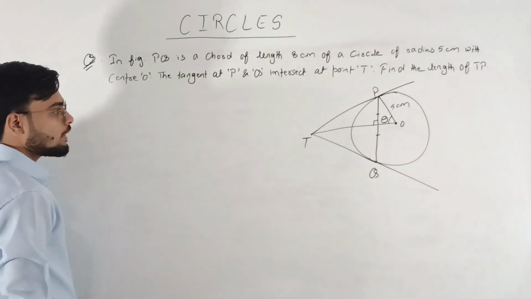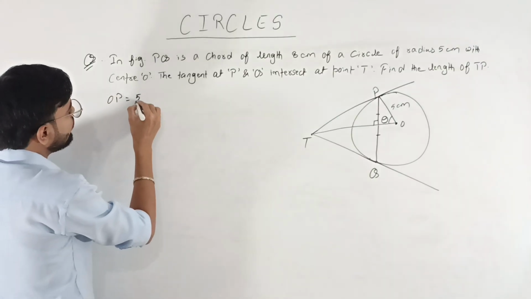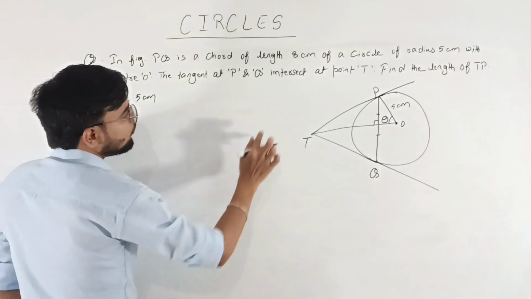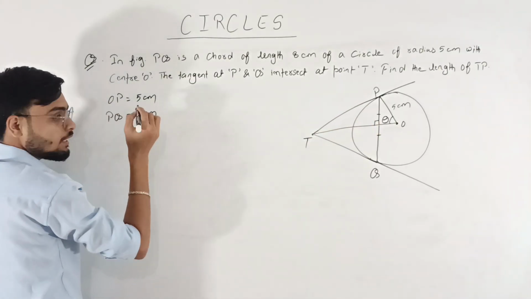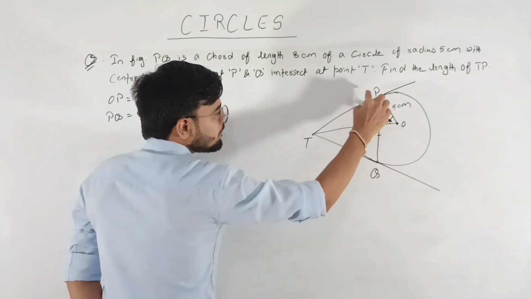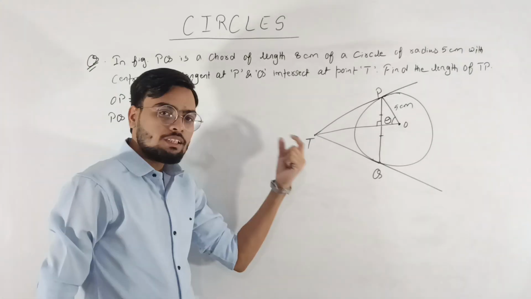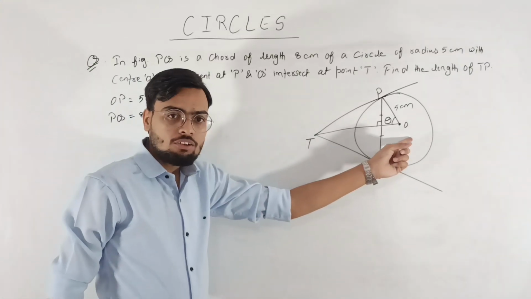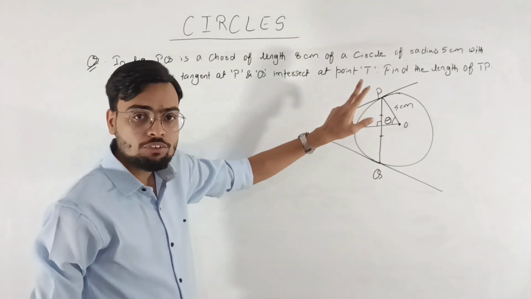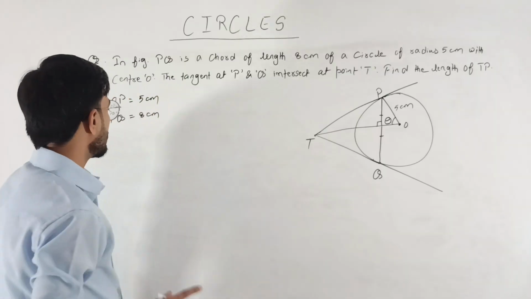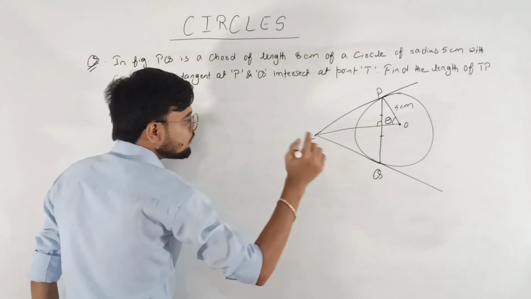So for this, first I write what is given. OP is 5 cm, and the length of the chord PQ is 8 cm. Now look, TO is the perpendicular bisector of PQ. How? Recall the first question: the line joining the external point and the center of a circle is the perpendicular bisector of the line joining the points of contact of the two tangents. So I write it here, TO is the perpendicular bisector of PQ.